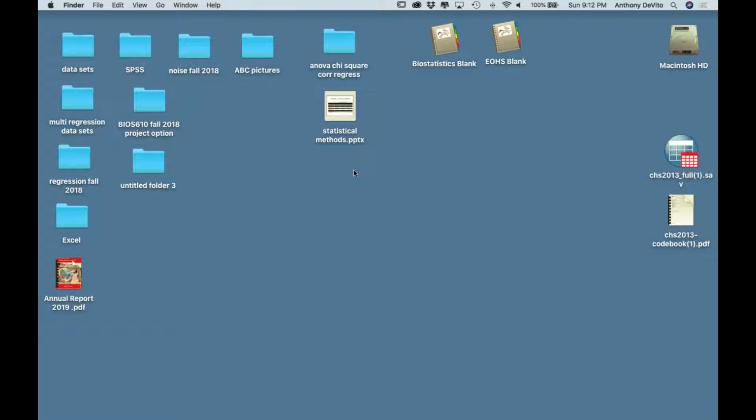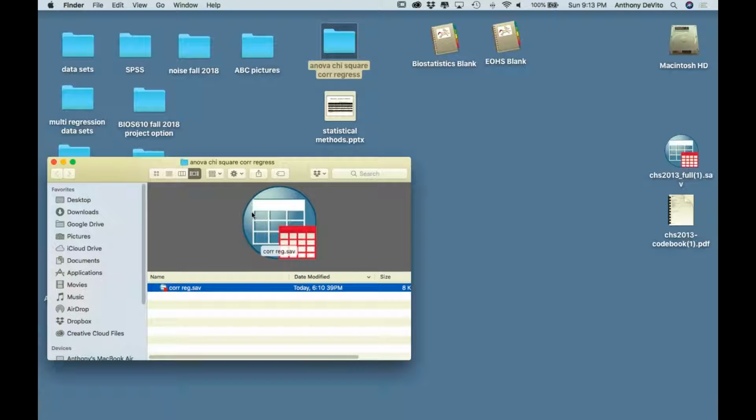Okay, so I'm going to work a little bit backwards. I'm going to start with the newest materials that we covered, in other words, correlation and regression. So I'm going to open up a data file. Let's see if I can find where I put it now. Okay, so here we go. I'm going to open this data file, correlation, regression.